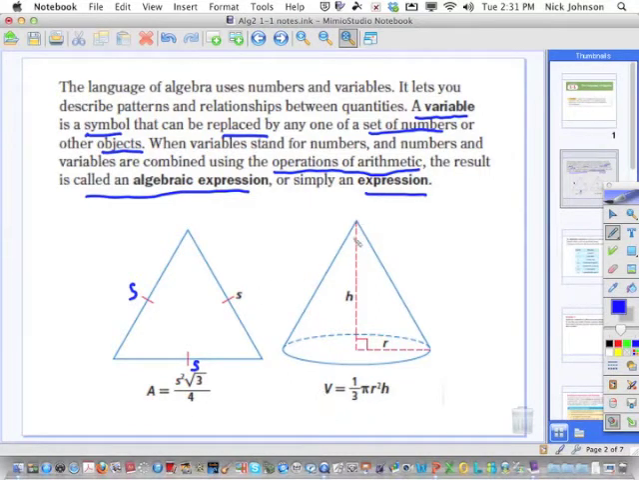Here's another expression. To find the volume of a cone, H is our height, R is our radius. Volume of a cone equals 1/3 pi r squared H.